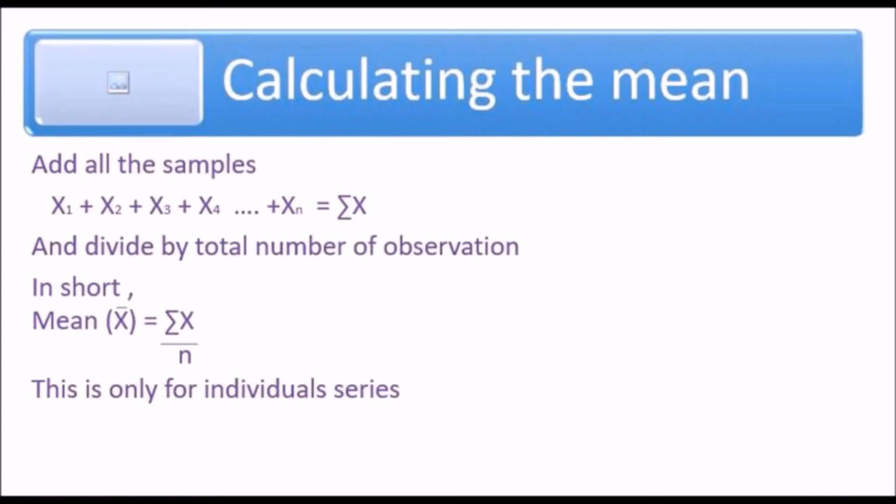To calculate the mean, add all the samples x1, x2, which are the individual samples, and divide by the total number of observations. In short, mean is equal to summation x by n, or summation x upon n. This is only for the individual series.